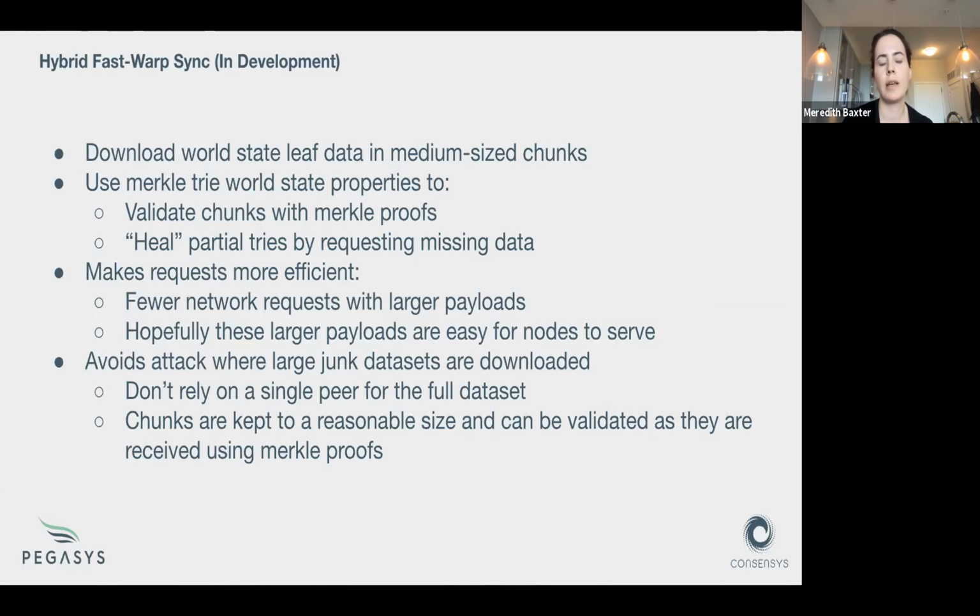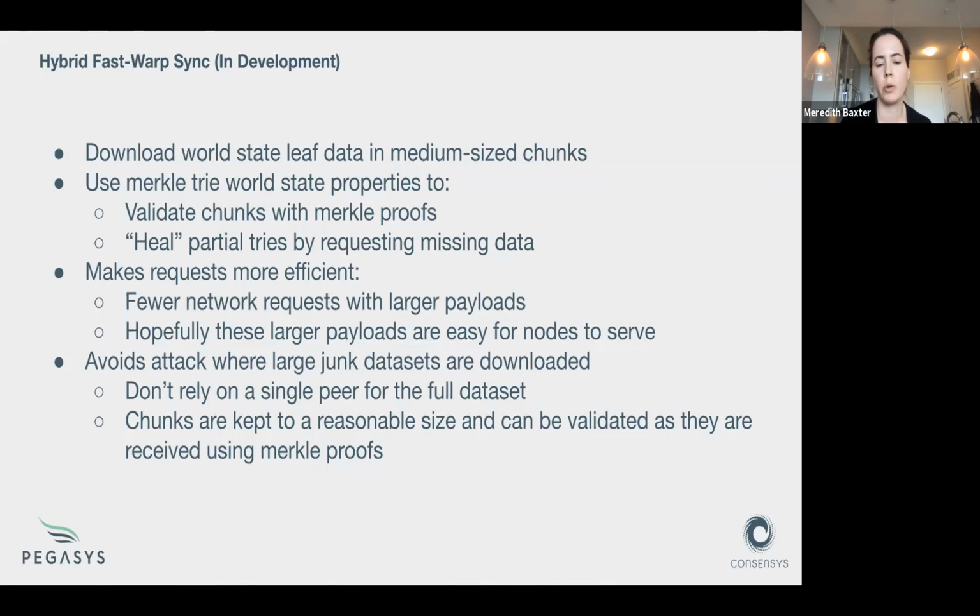When we get these chunks of data, depending on how we pull them, we could generate Merkle proofs that they belong to the state root that we expect. Or if we're pulling them in a fuzzier way, we can read through the tries that we generate and request data that we're missing. This makes requests more efficient because we're making fewer requests with larger payloads. And hopefully these larger payloads are designed in a way that nodes can serve them more easily than doing all these random lookups. And we're avoiding the attack where nodes download a bunch of junk data.